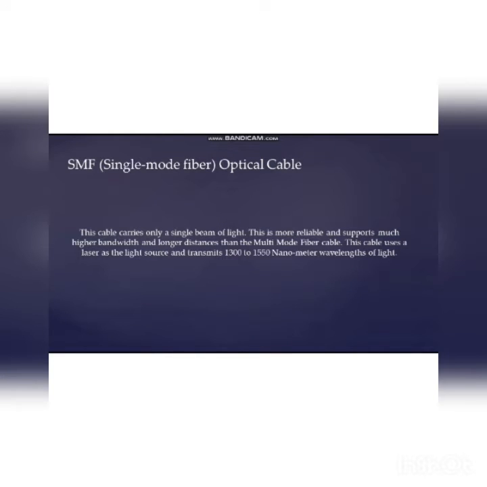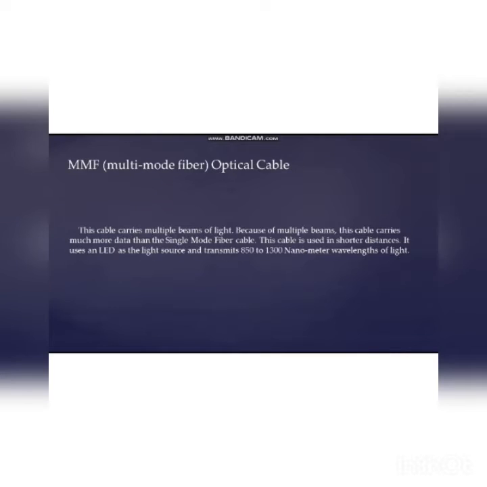Moving toward single mode fiber, it carries only a single beam of light. This is more reliable and supports much higher bandwidth and longer distance than multi-mode fiber cable. This cable uses a laser as the light source and transmits 1300 to 1550 nanometer wavelength of light.